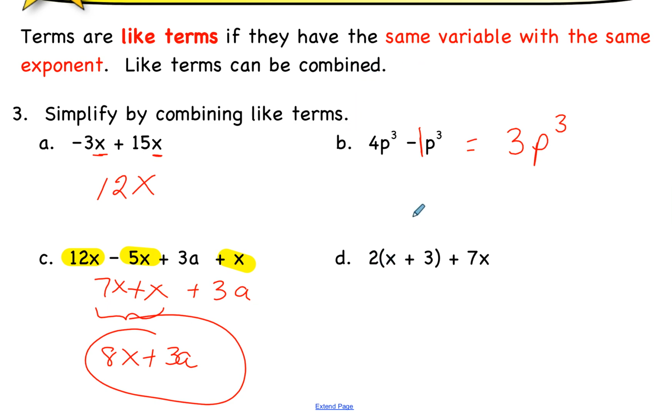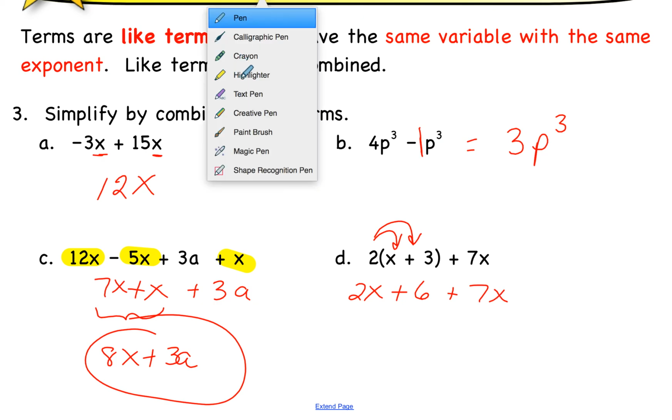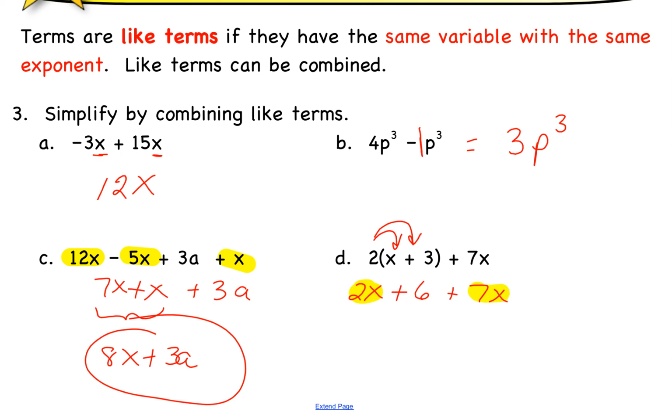Over on the right-hand side for letter D, we need to get rid of our parentheses. So what property was that? That was the distributive property. The distributive property says you multiply everything inside the parentheses by whatever's on the outside. So take 2 times x, add to that 2 times 3, which is 6, and on the outside we still have plus 7x. Well, which of my terms are alike? The 2x and the 7x are like terms, so I need to combine those together. So 2x and 7x gives me 9x, and then I still have a plus 6. The 6 does not have an x, so it does not combine with the 9x, and that is your simplified answer.